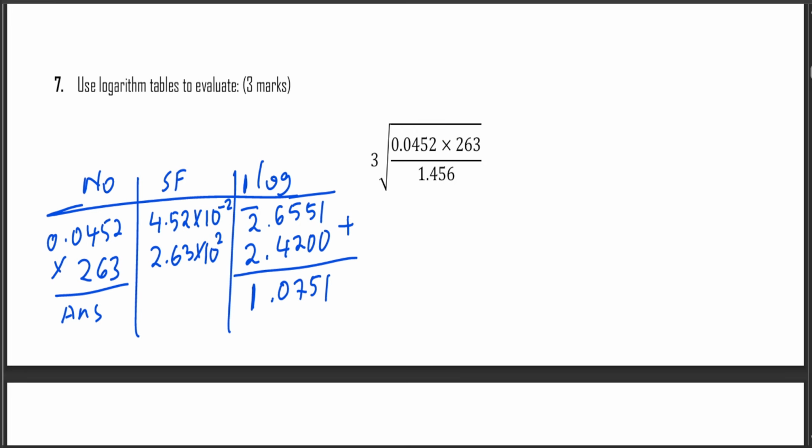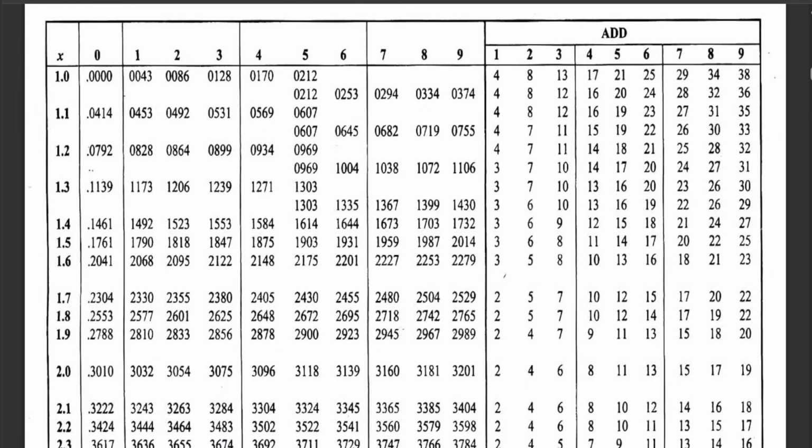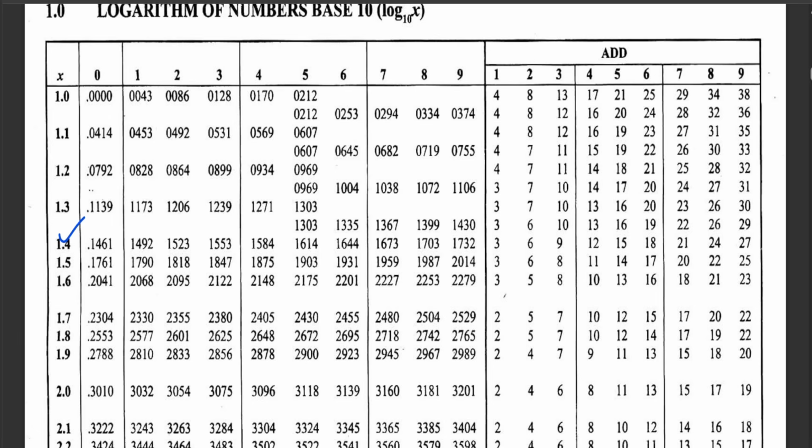So we come to the denominator, and let me write here another one, number, standard form, and then log. Obviously the answer to the first one we got is, let me write it here, 1.0751. For the other one, it is 1.456. Standard form is 1.456 times 10 power 0. So you start with 0 point something. So here we look for the log of 1.456, 1.45 and 6, which is here.